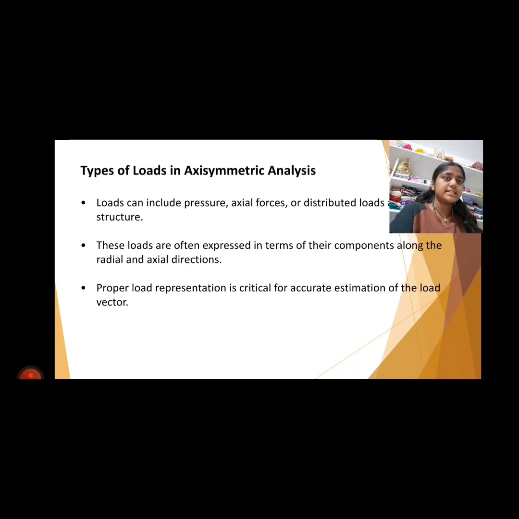common in axisymmetric analysis. Body force load vector for an axisymmetric element. The body force load vector is given by Fb equals the integration over the complete volume of N transpose b dV. Considering axisymmetry, dV is equal to 2 pi r dA. Thus, the force equals the integration over the complete area of N transpose b 2 pi r dA, where N is the shape function matrix, b is the body force vector, and r is the radial distance.